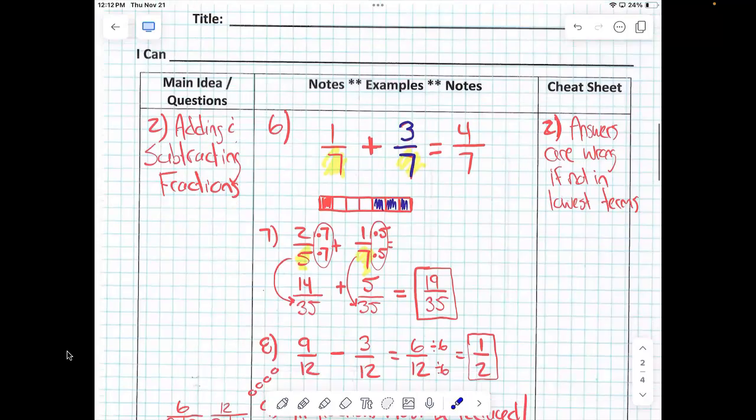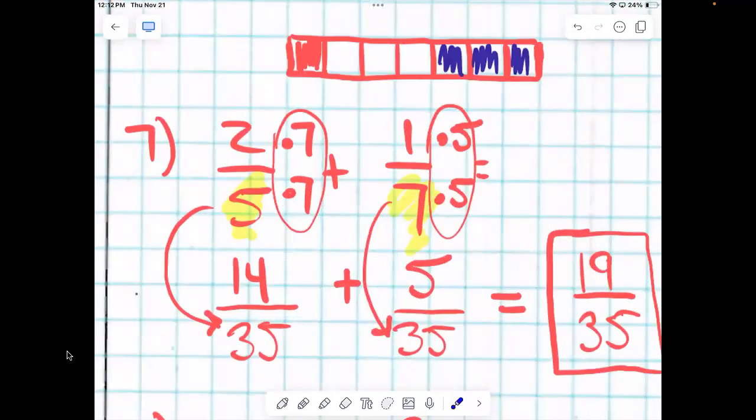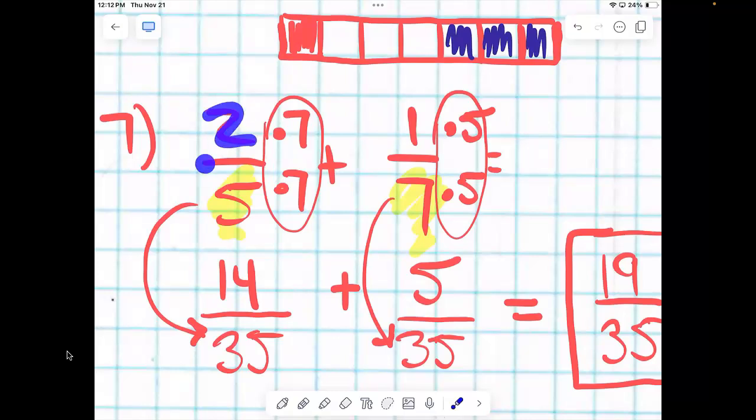Yes. Let's do it. 1/7 and 3/7. Are the denominators the same? Yes. So do we just add the numerators? Yes. 4/7. Do we add denominators? No. Just the numerator, right? Yes. All right, 2/5.